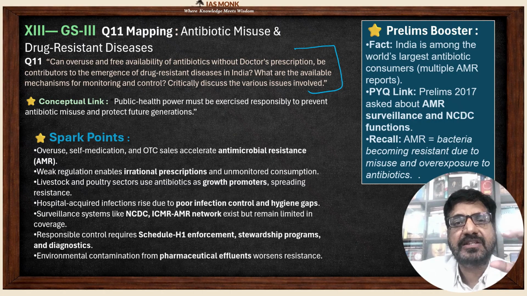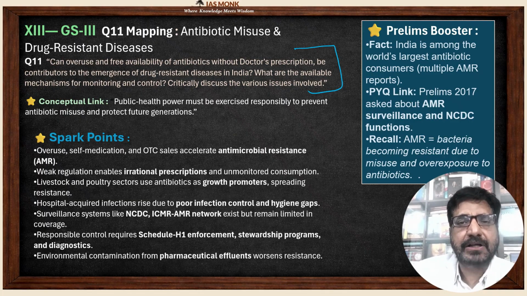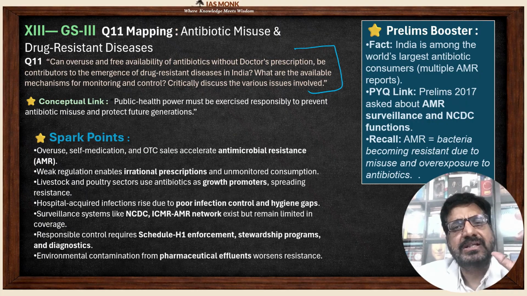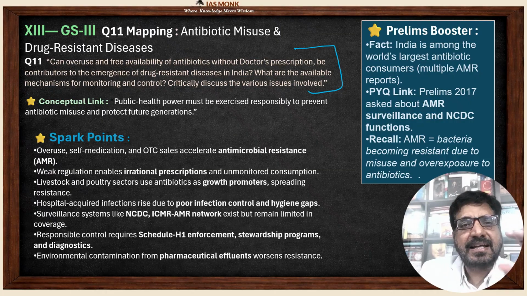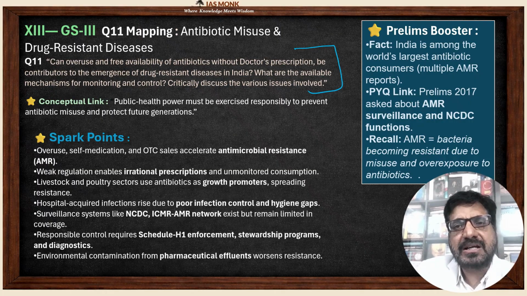Okay, hospitals with weak infection control become hot spots for resistant strains, while poor sanitation spreads them into communities. In livestock and aquaculture, antibiotics are used routinely as growth promoters, creating resistant bacteria that enter the food chain. Pharmaceutical waste discharged into rivers and soil further amplifies resistance, reflecting gaps in environmental regulation.